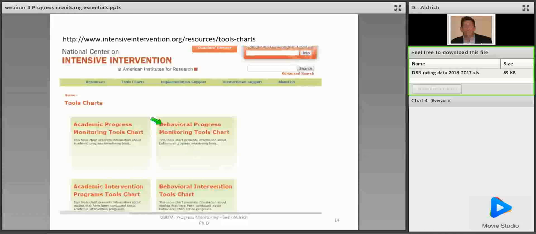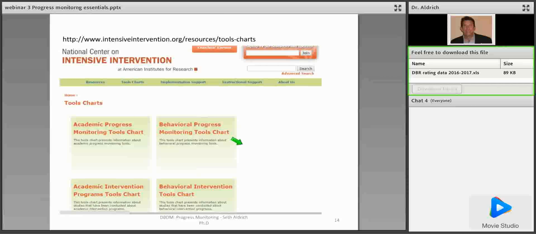You can find and vet your own progress monitoring tools. I'm going to go very quickly through the slide. I just wanted to show you where you can find different tools for progress monitoring on the National Center for Intensive Intervention. This is an excellent site for intervention and progress monitoring for both academics and behavior. You have academic progress monitoring tools charts, behavioral progress monitoring, behavior interventions tools charts, and academic intervention programs tools charts.